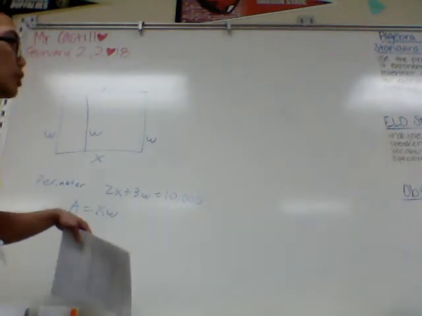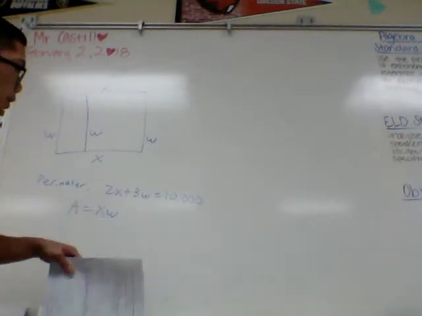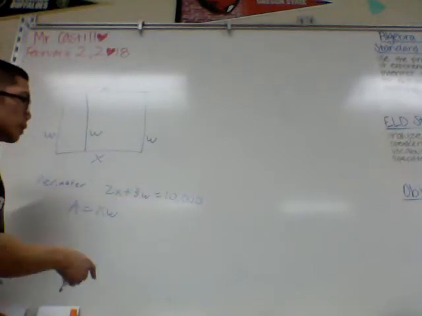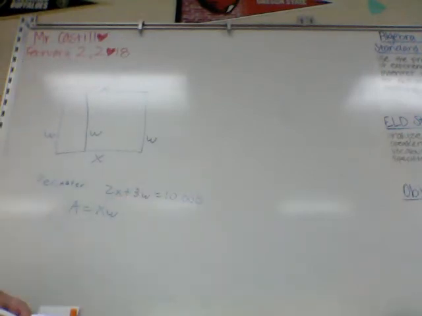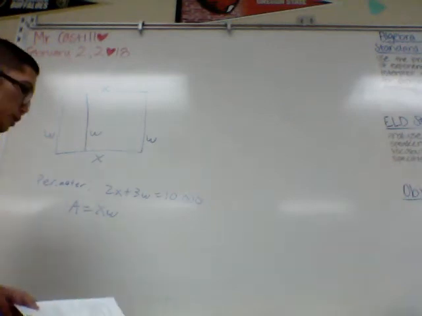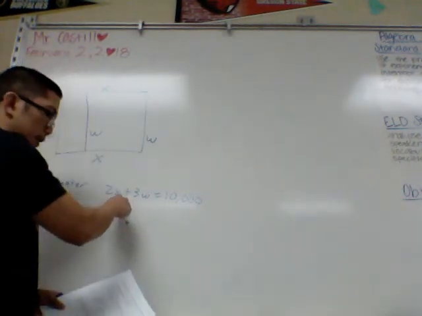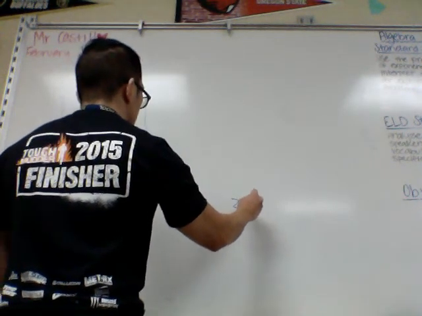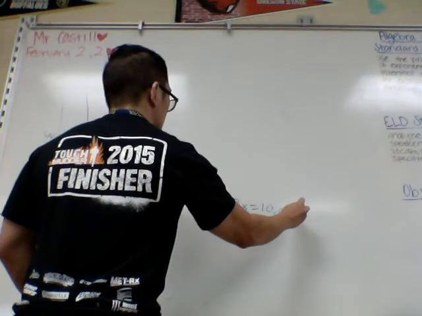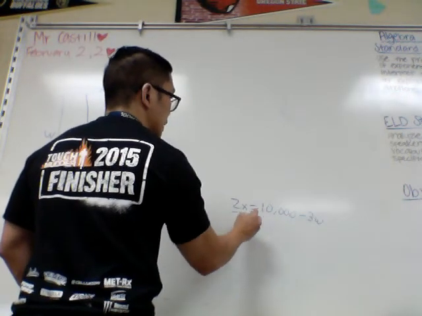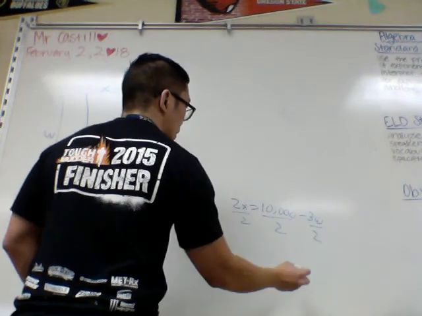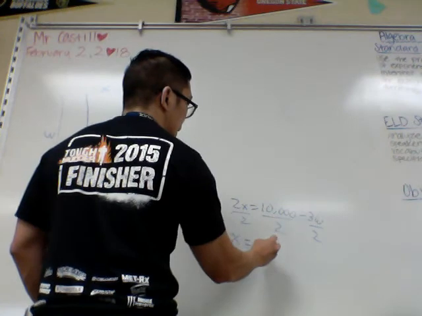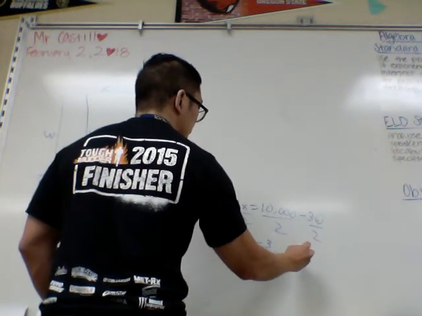Now, what we should do is solve the perimeter equation for one of the variables so that we could substitute it into area, so that area will be all in one variable. So what I'm going to do is solve for x. And so this is going to be 2x is equal to 10,000 minus 3w. Divide everything by 2. And I'm just going to switch the variables around. So x is equal to negative 3/2 w plus 5,000.